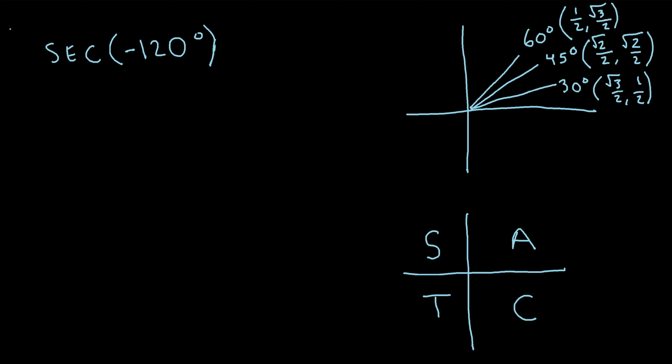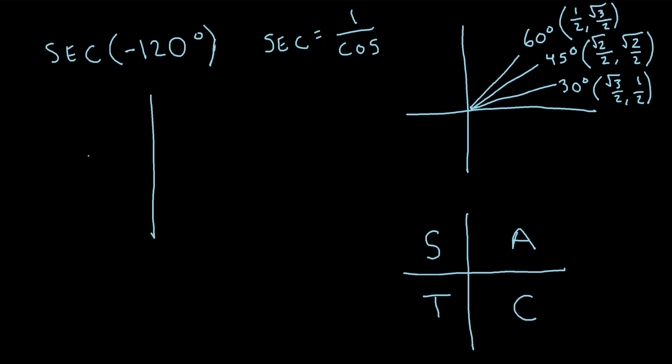All right, let's try one more. Let's say we want to find the secant of negative 120 degrees. So the secant of an angle is equal to 1 over the cosine. So what we're going to do here is actually just find the cosine of negative 120 degrees and then take the reciprocal of that answer.